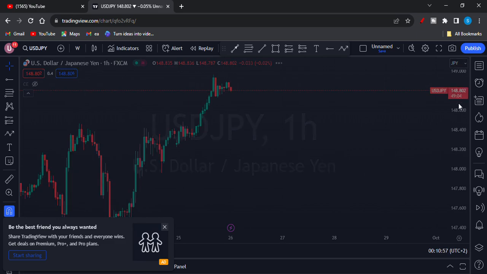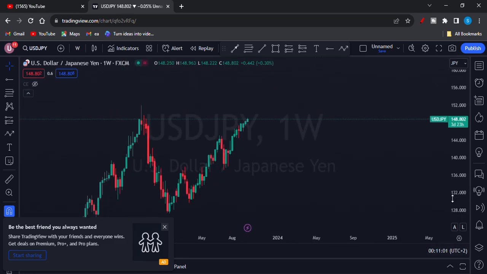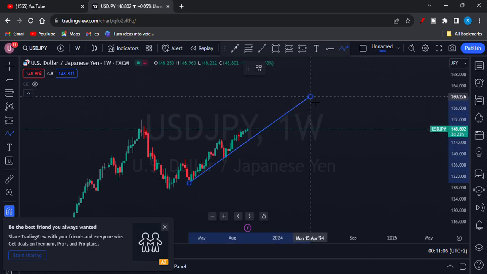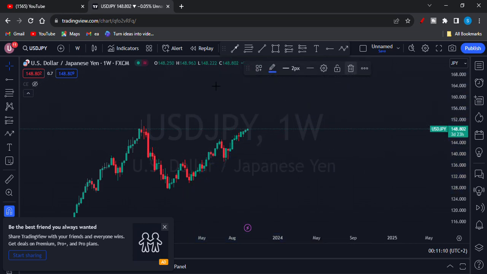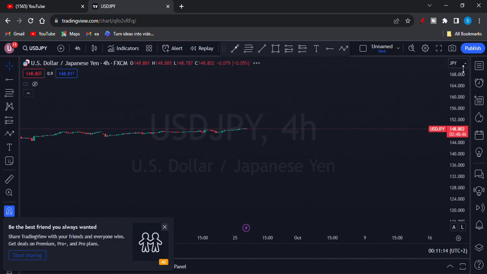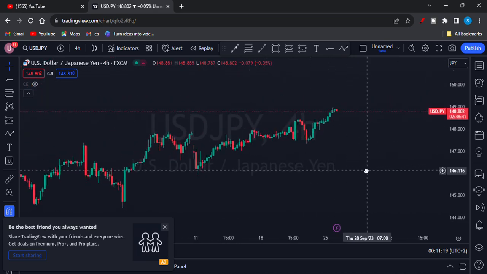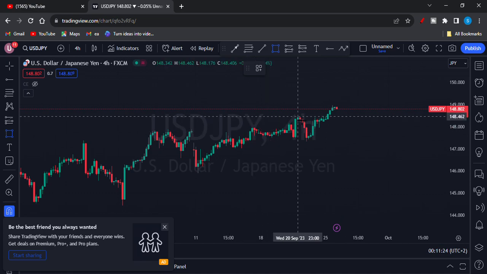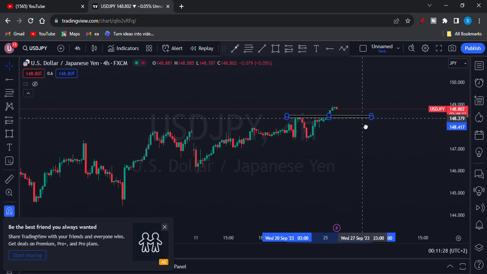And then let's go to USDJPY. And then on a weekly, for USDJPY, we are on an uptrend. So we've been pushing to the upside. So let's go to 4-hour. And then I'm actually excited for USDJPY. On USDJPY, we have this support area right there.